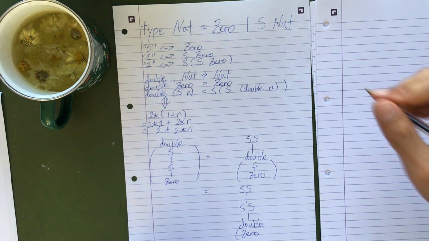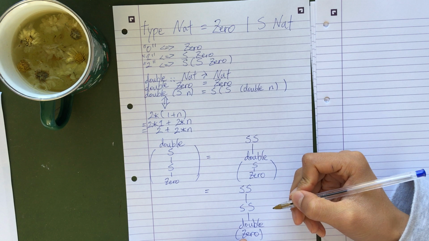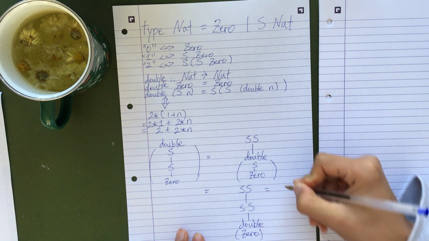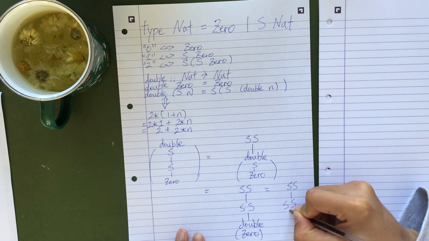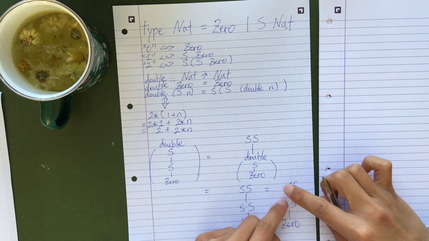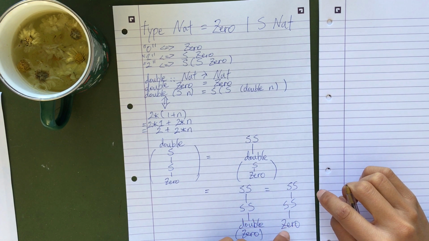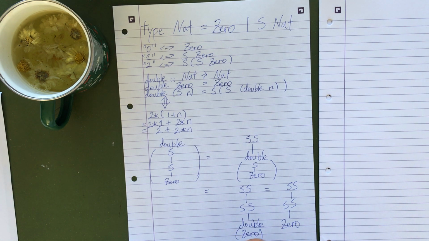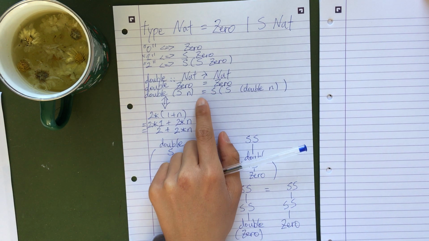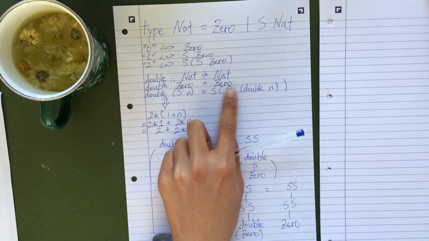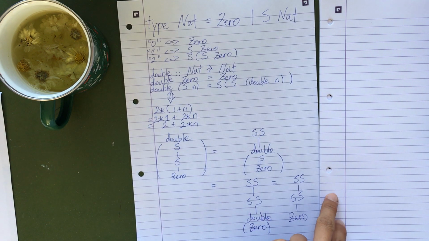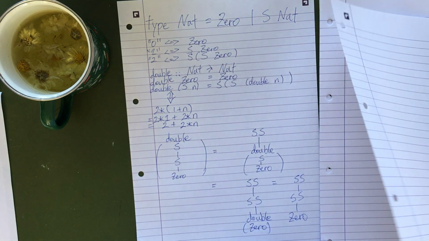Well, double of 0 is just 0. So what we're left with is going to be S S S S 0. And if we expand out these S's, this is going to have 4 S's in total, which means that our answer is 4, like we expected. Okay, that's nice, and I think quite elegant. Look at how little work we had to do to make a double function from a very primitive definition.